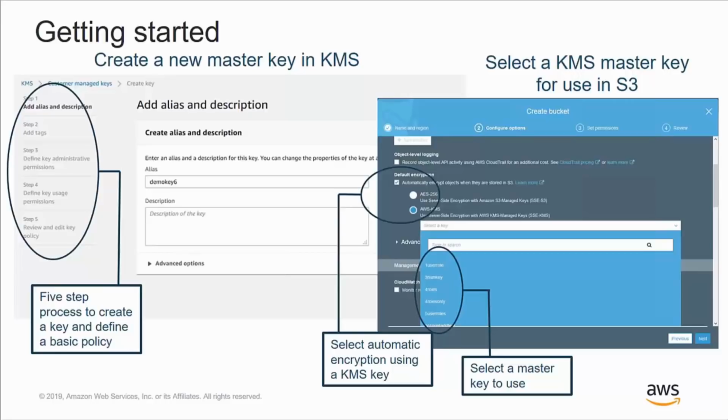People often use tags to make it simpler to reconcile their bills. You can use tags to define keys and associate keys with different billing centers, for example, from a cost control perspective. You define which users and roles can administer the key. You can define which users and roles can use a key. You define other lifecycle attributes such as key rotation, key enablement, for example. You get to review the policy, edit the policy, add more details to the policy, and then create the key.